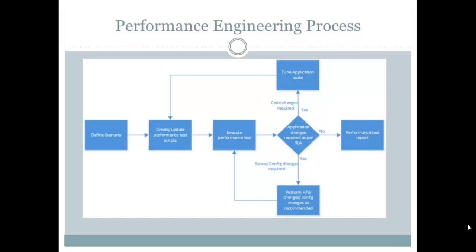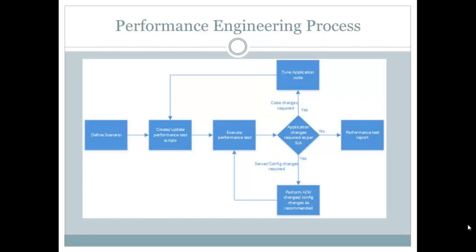Now I'm going to explain the performance engineering process, which is the important one, and how we can achieve performance testing. After requirements gathering, we are going to define the scenario. Then we'll create performance scripts. After creating performance scripts, we execute the performance test. After that, based on the results, we check whether application changes are required. There are no application changes required if the results are as per the SLA, the service level agreement.